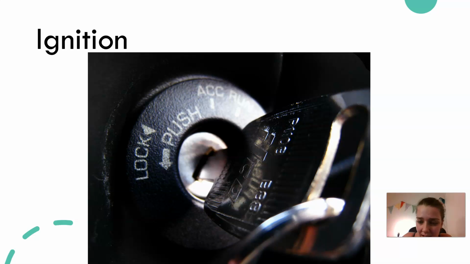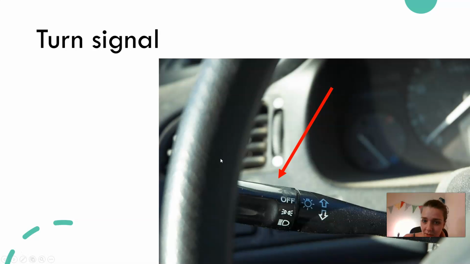Ignition. The ignition is where you put your key. You put your car key in the ignition and turn to start the car. Turn signal. You flip the turn signal up or down to signal right and left.